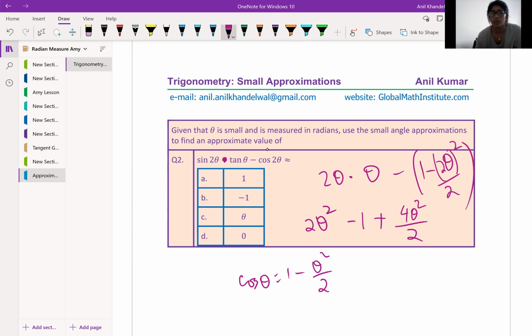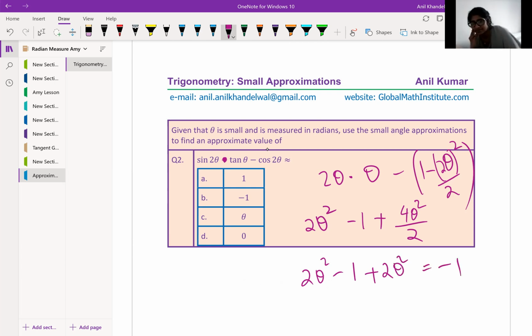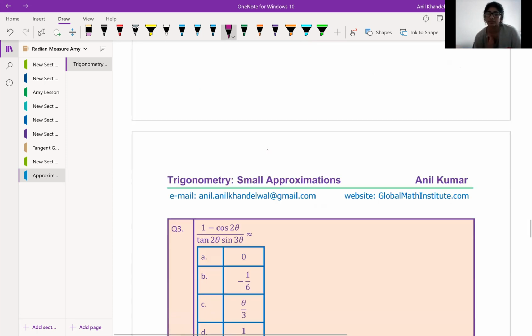Oh, so it's minus. No. So 2 theta squared add 2 theta squared is 4 theta squared. But is that subtraction for the whole? Okay, so the answer is minus 1. Yes, minus 1. There was a typing error. It is the product of sine 2 theta and tan theta minus cos of 2 theta. That is what you do, and you get minus 1 as your result. Clear?